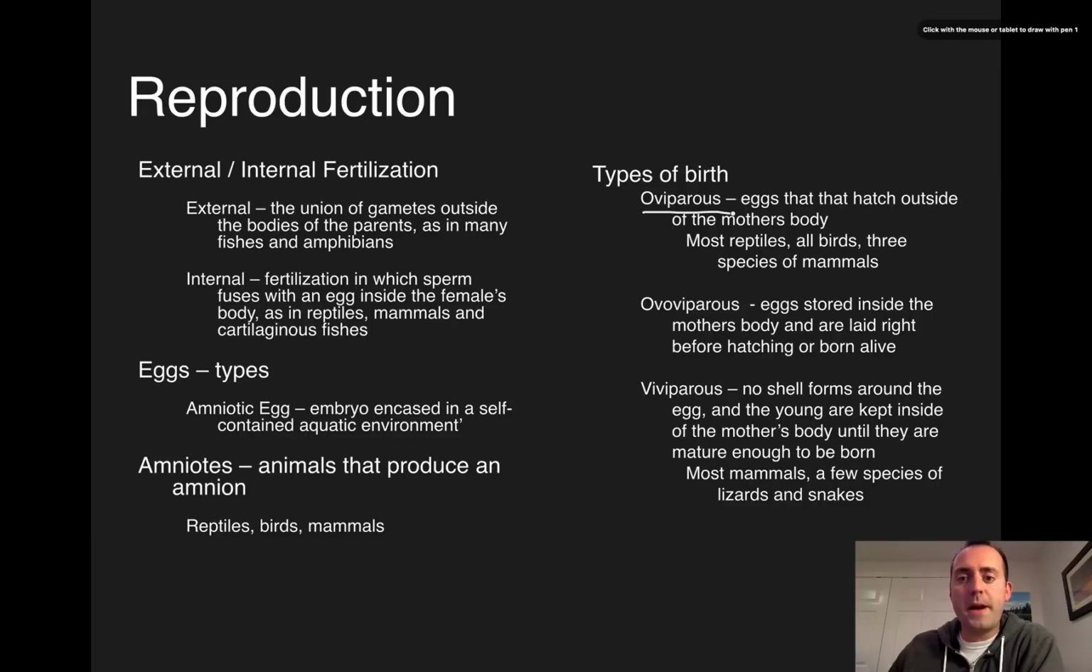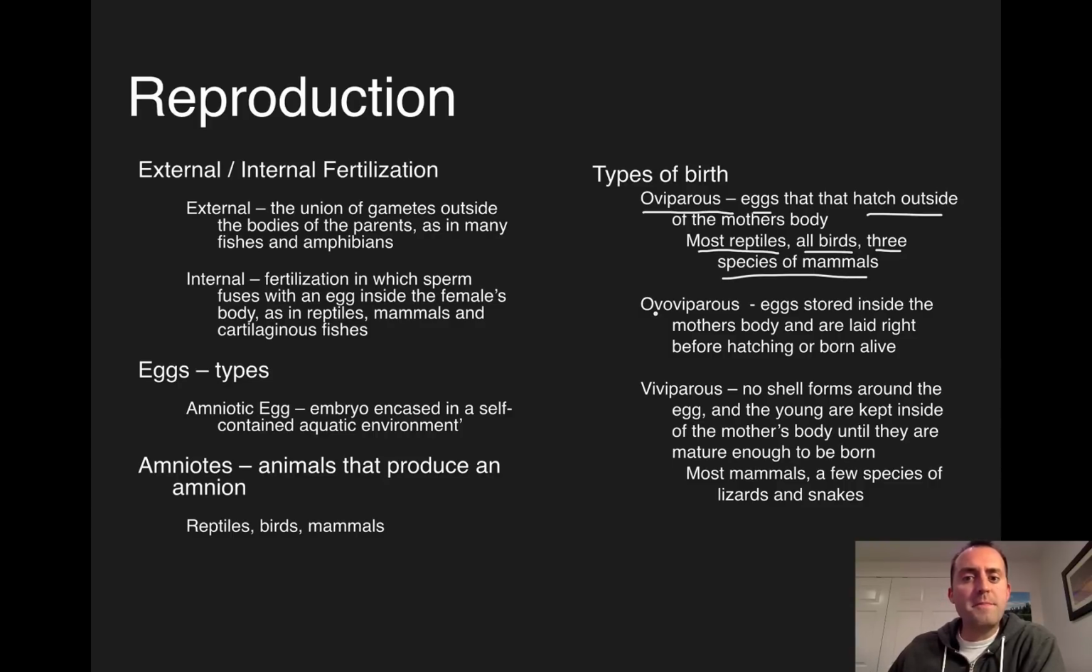We have what's called oviparous, where the eggs hatch outside the mother's body. For example, most reptiles, all birds, and there are actually 3 species of mammals that lay eggs. These are usually calcified, hard eggs that have to hatch. Usually the mother either incubates them or leaves them in some kind of warm environment until they hatch, and those animals are kind of on their own.